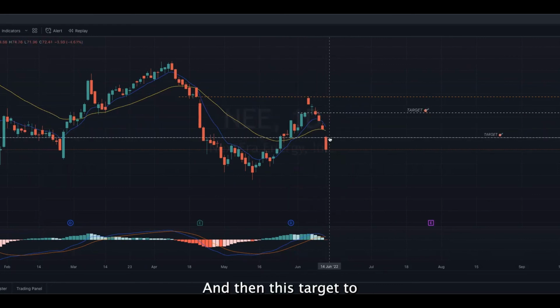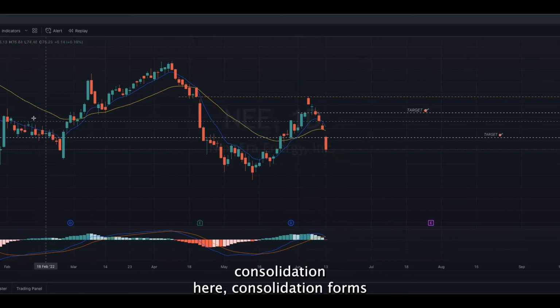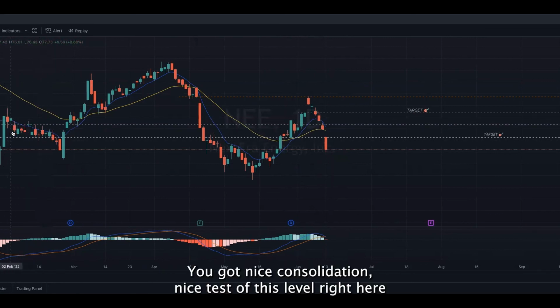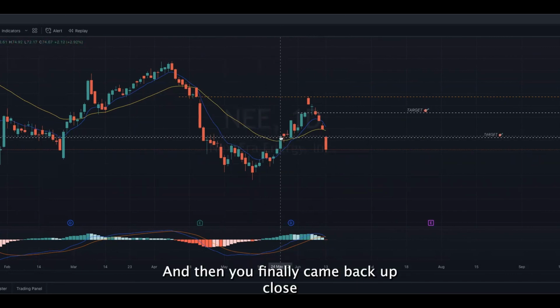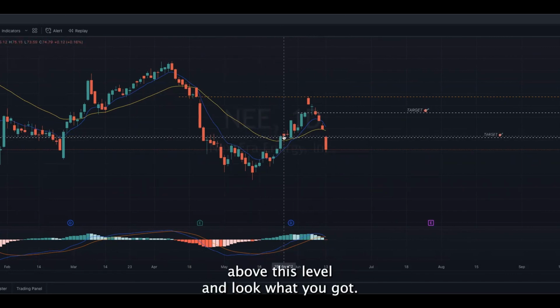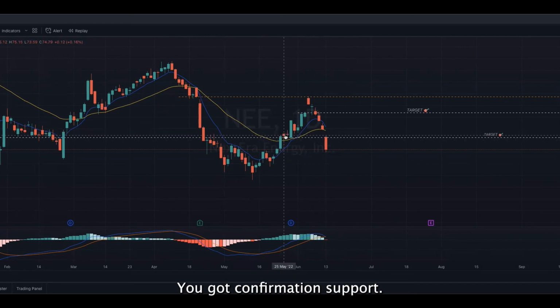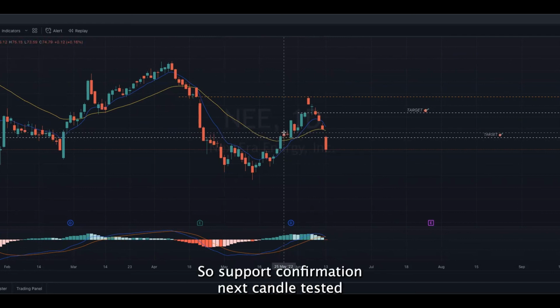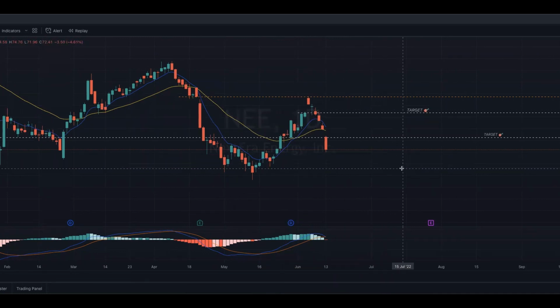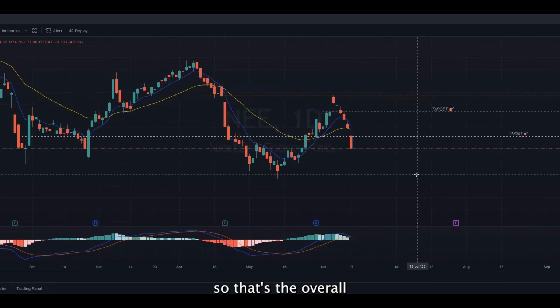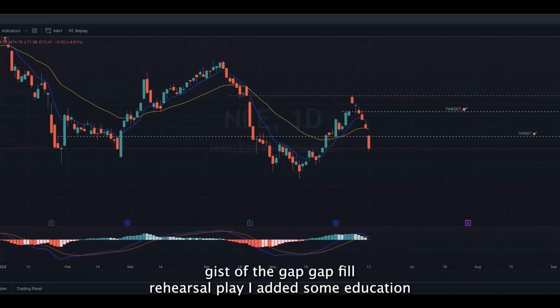And then this target 2, consolidation here. Consolidation forms a key level. You got nice consolidation, nice test of this level right here, and then also a close over here, reject, and then a drop. And then you finally came back up, closed above this level, and look what you got. You got confirmation support, support confirmation. Next candle tested, closed back above, and you got a nice move up. So that's the overall gist of the gap fill reversal play.